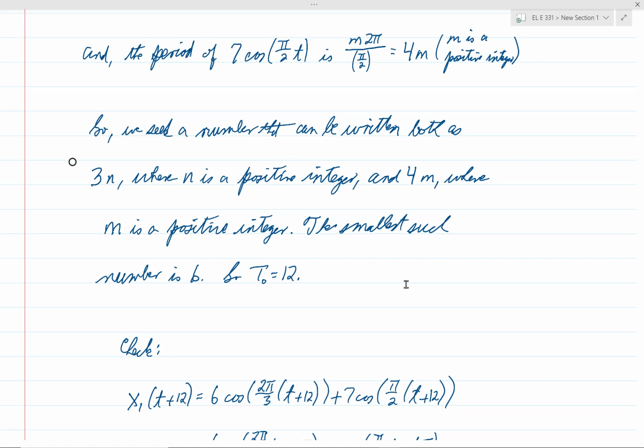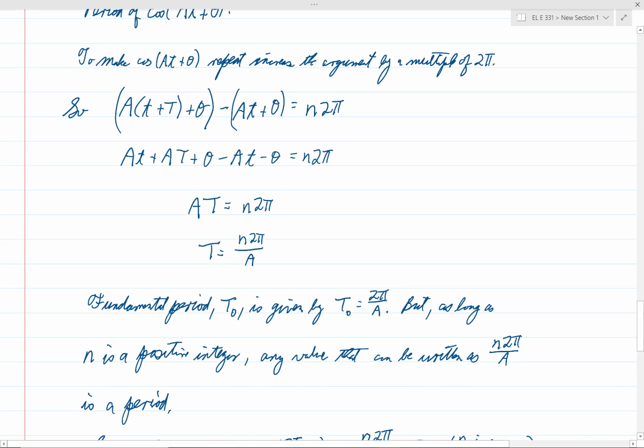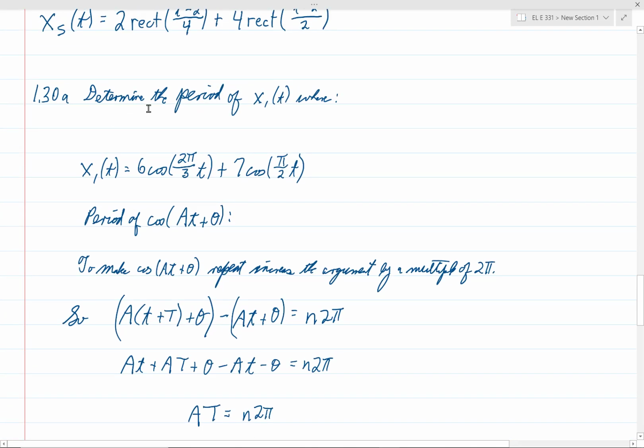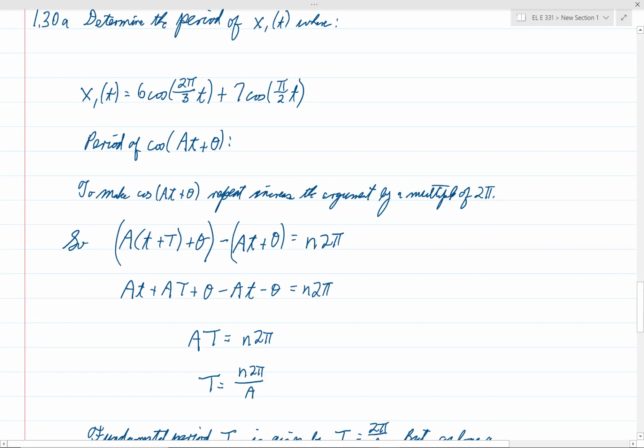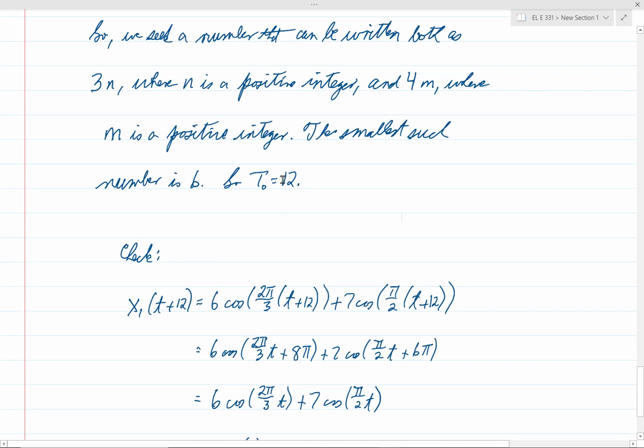I'm claiming that this is actually the fundamental period for this function, and I cannot easily prove that. But you weren't asked to find the fundamental period. When I say determine the period, any period will do. And so I claim that 12, even though I can't prove that it's the fundamental period, we can prove that it is a period. So let's see how that would go, and then that will be the last part of this lecture.